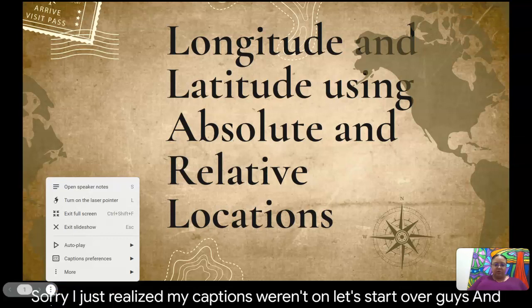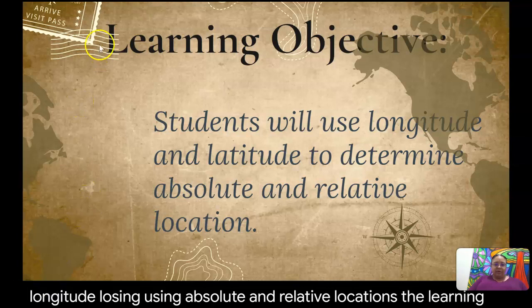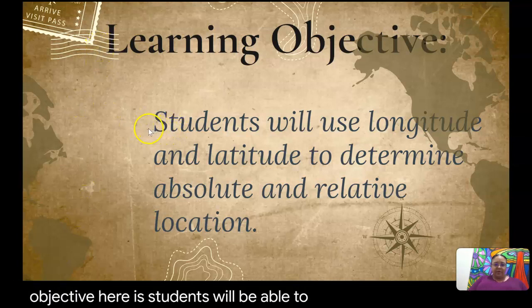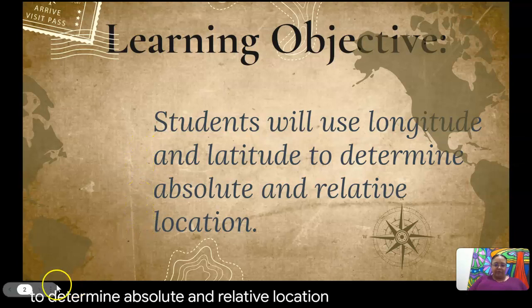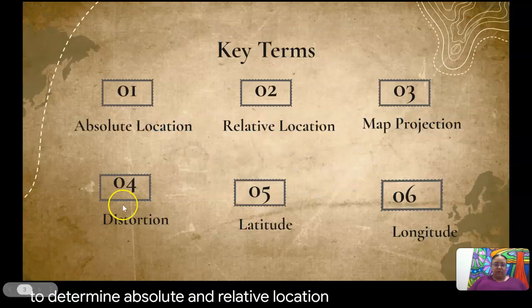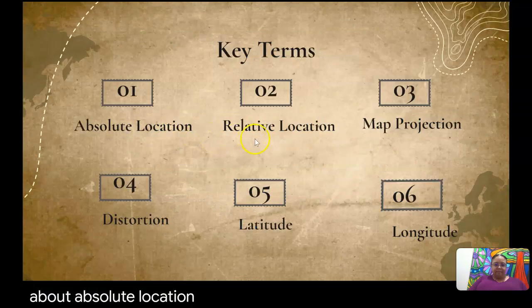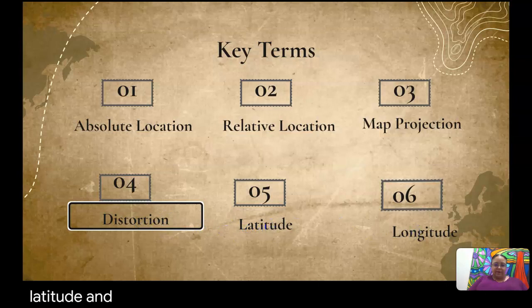Latitude and longitude using absolute and relative locations. The learning objective here is students will be able to use longitude and latitude to determine absolute and relative location. So we're going to learn about absolute location, relative location, map projection, distortion, latitude, and finally, longitude.